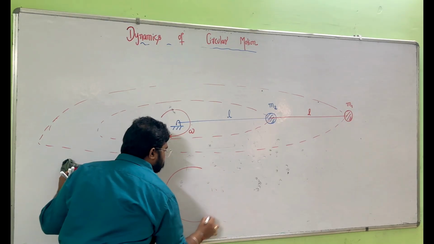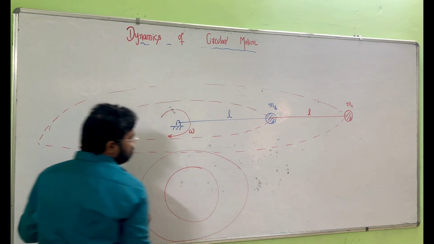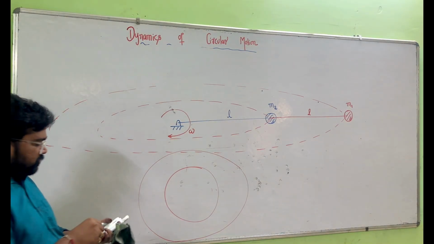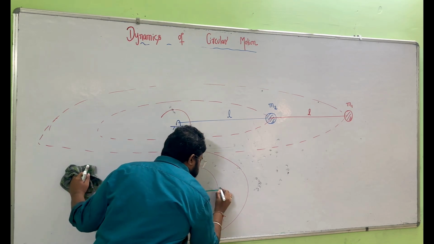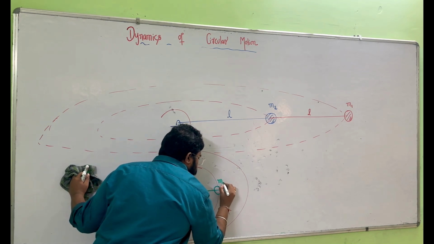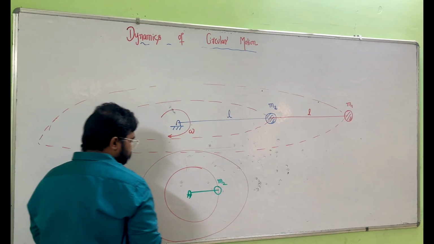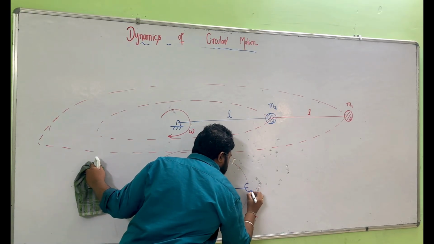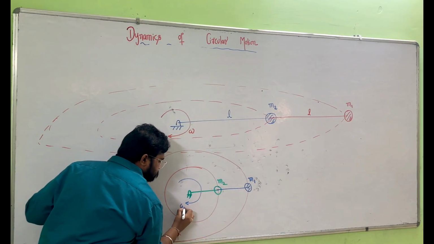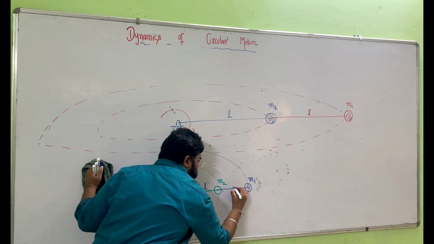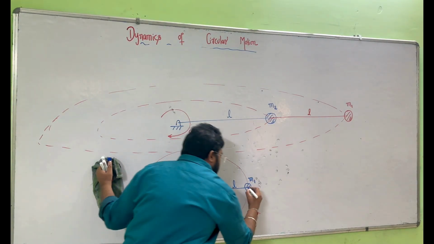You can draw one circle, and this is another circle. Two circles are required. From the top you can see this is M2, and this would be M1. If you rotate like this, this is omega, and L. Clear? So what is the velocity at point 1?